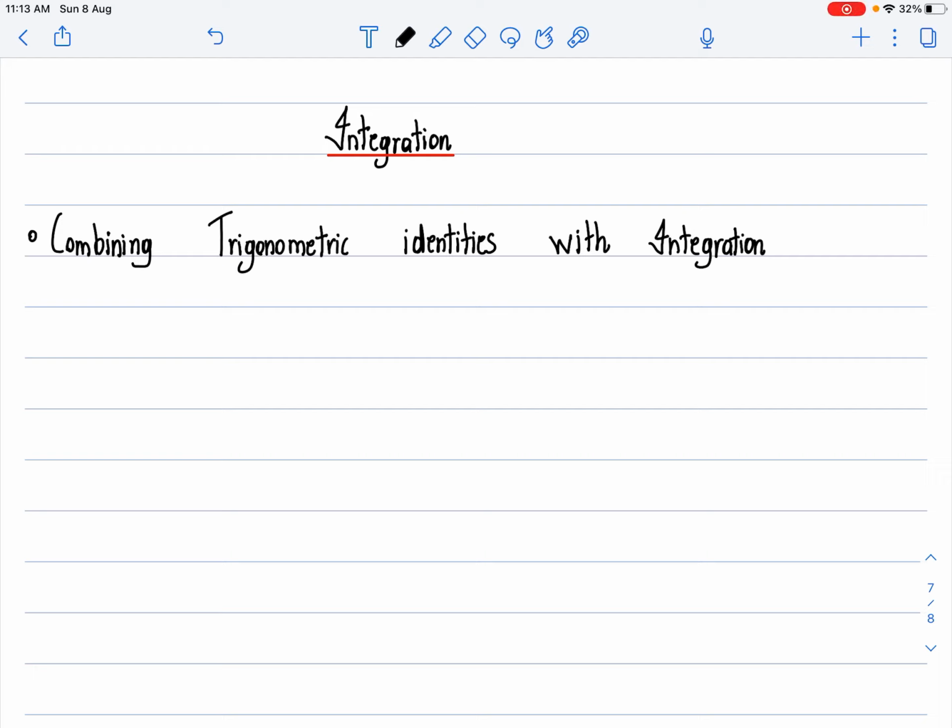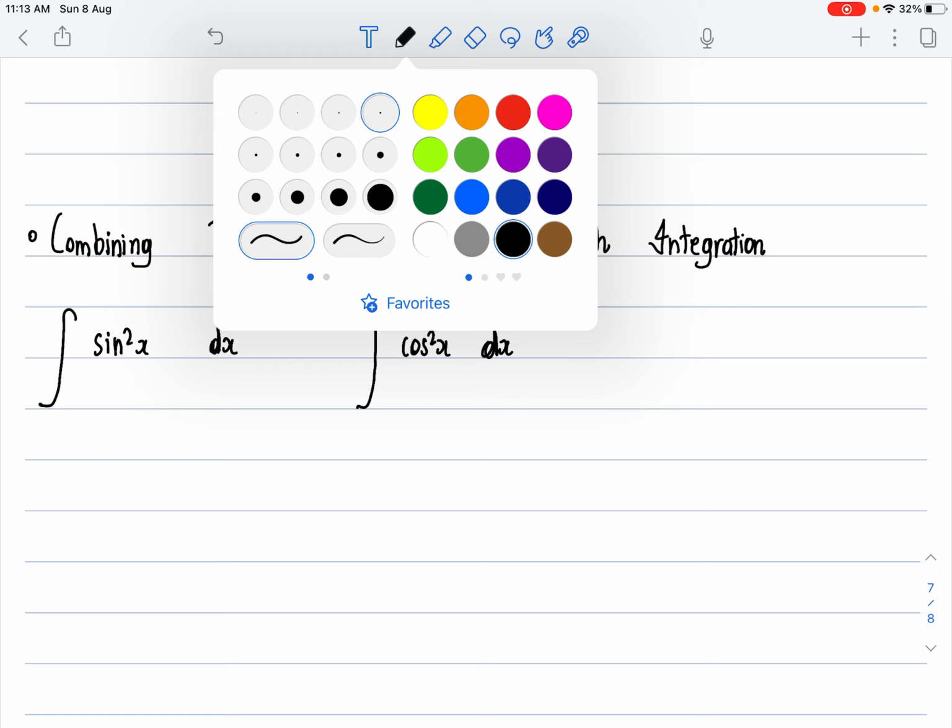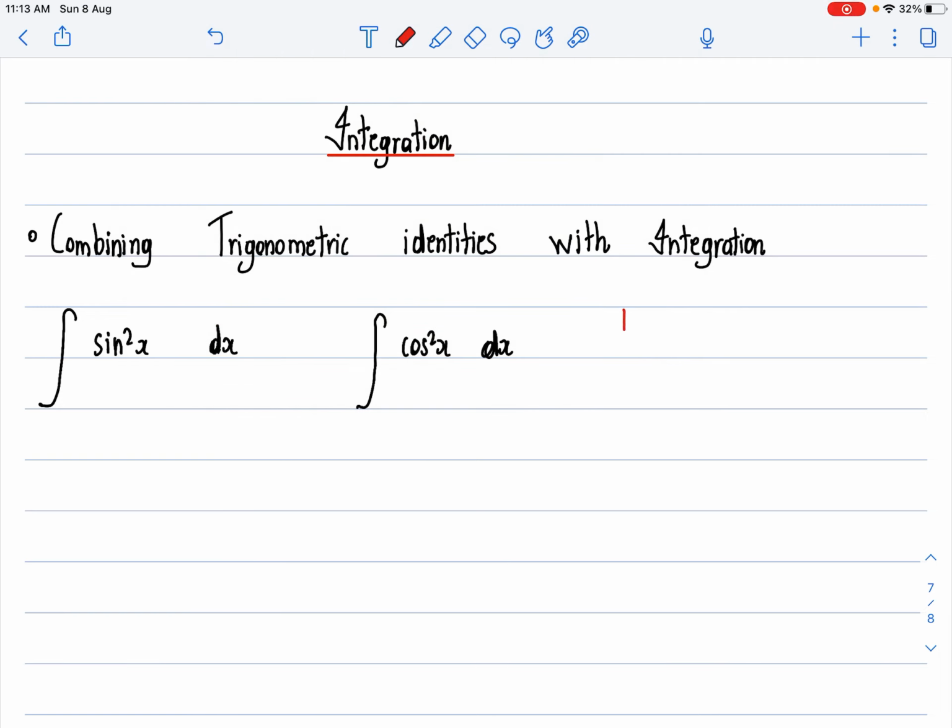Today we'll be doing the concept of combining trigonometric identities with integration, which is a subtopic in the chapter of integration. Okay, so basically in the previous video we learned the integration of sin x and cos x. But what if I ask you the integration of sine square x dx? Or what if I ask you the integration of cos square x dx? Okay, so you need to know that the integration for these are not direct at all.